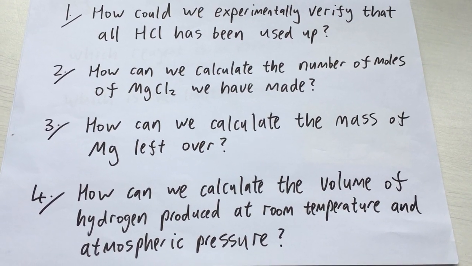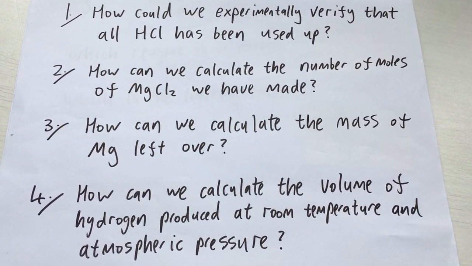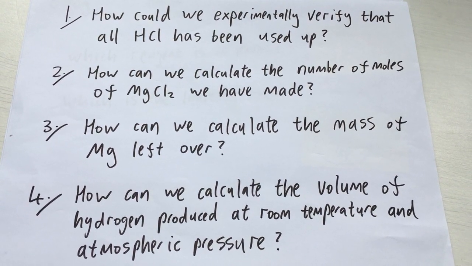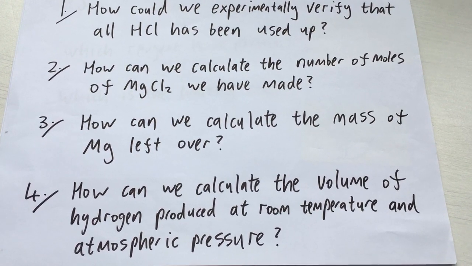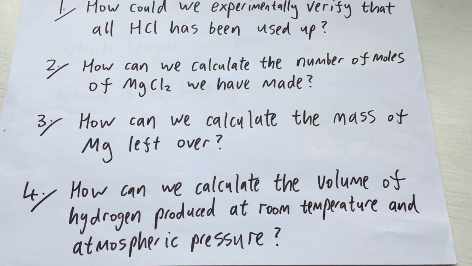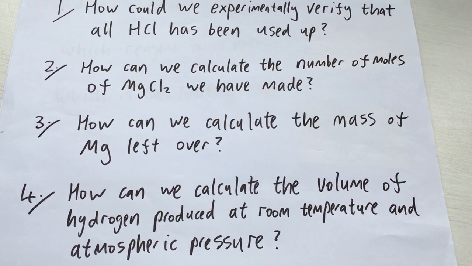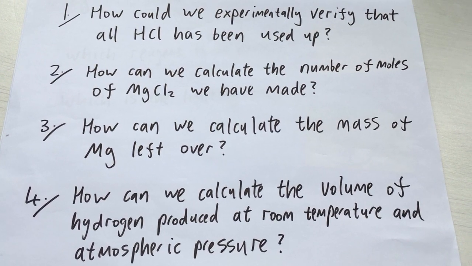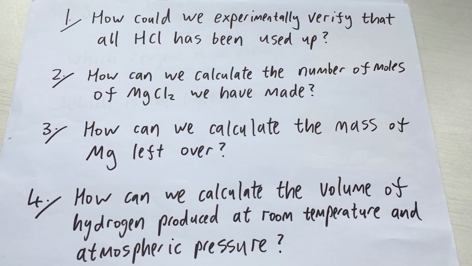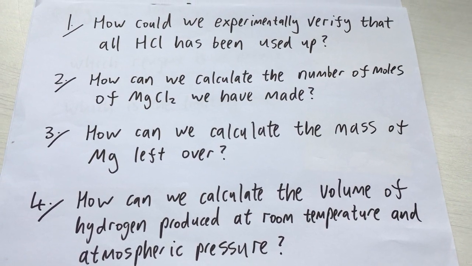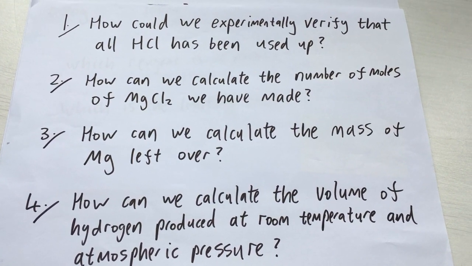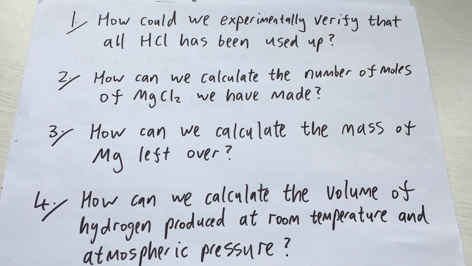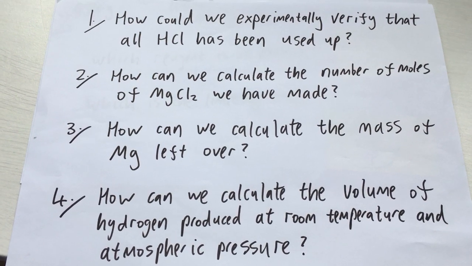How can we calculate the number of moles of magnesium chloride that we've made? That's something to go and think about. How can we calculate the mass of magnesium left over? And how can we calculate the volume of hydrogen produced at room temperature and atmospheric pressure in this reaction? So 4 questions to think about based on what we've talked about today, but that's deciding which of 2 reagents is the limiting reagent and which one is in excess.